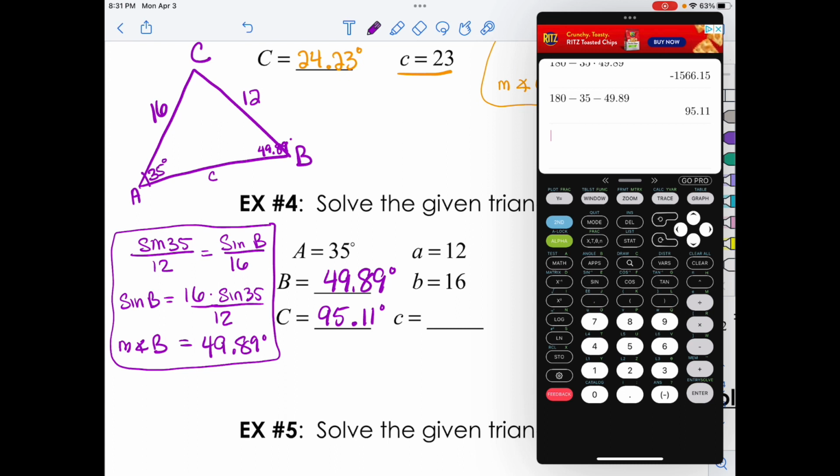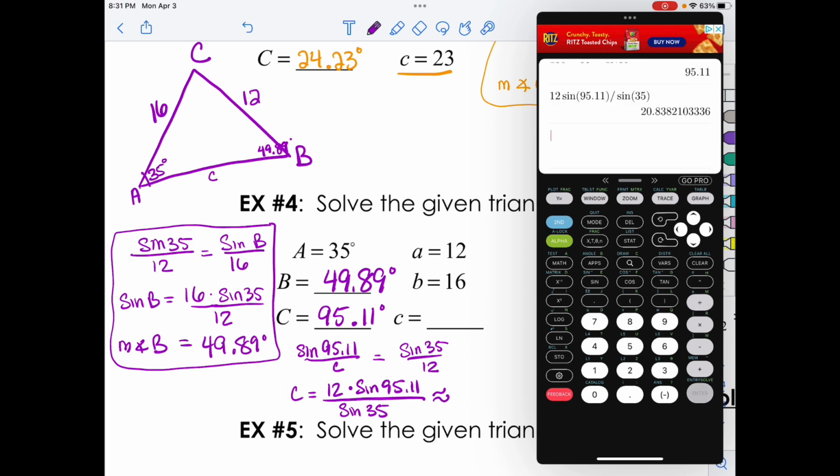That's fine. Now we're going to do sine of 95.11 over C equals the sine of 35 over 12. Cross multiply. Do your dividing. 12 times the sine of 95.11 over the sine of 35. And what do we get for this one? 20.84.